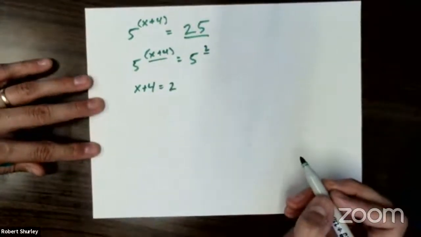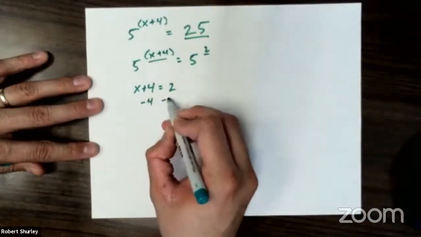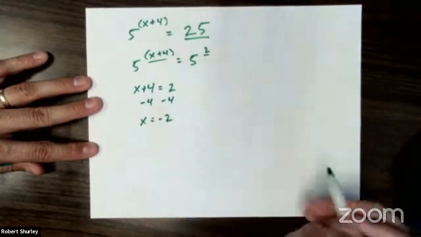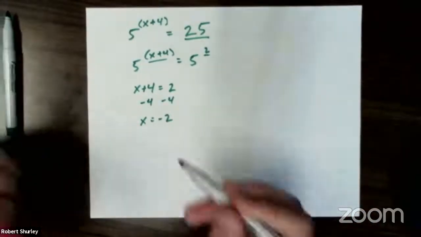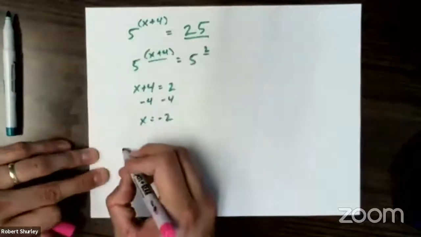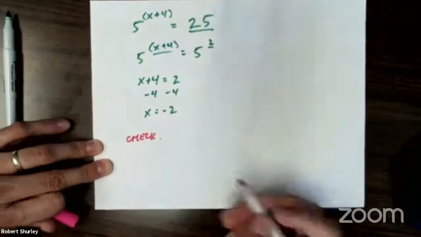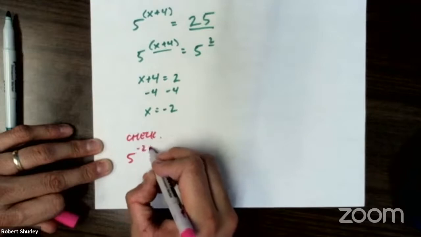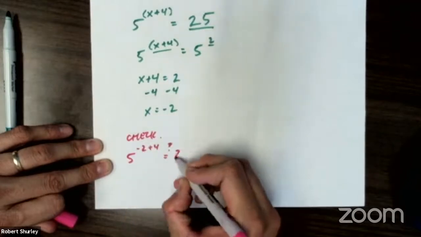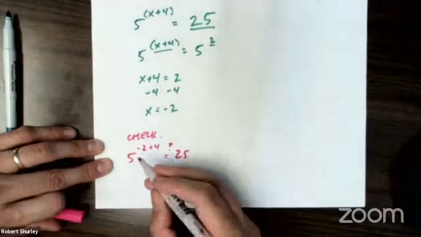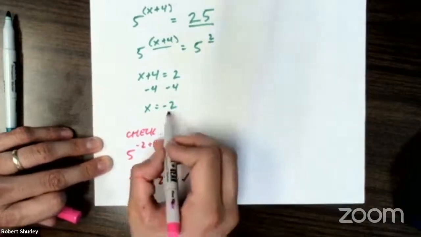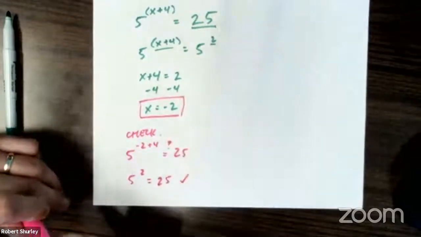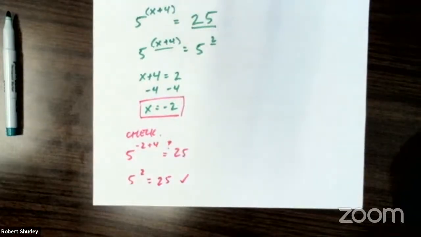x plus 4 equals 2. Solve it out. And I wind up with x equals negative 2. Okay? But then I'm going to check it. So I'm going to plug negative 2 into the original equation. So this is me checking. 5 to the negative 2 plus 4. I want to know, is that equal to 25, right? Well, negative 2 plus 4 is 2. Yeah, 5 squared is 25. That checks out. We have our solution. Okay? Questions, comments, concerns?